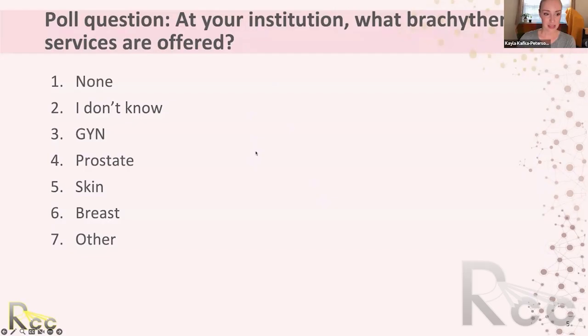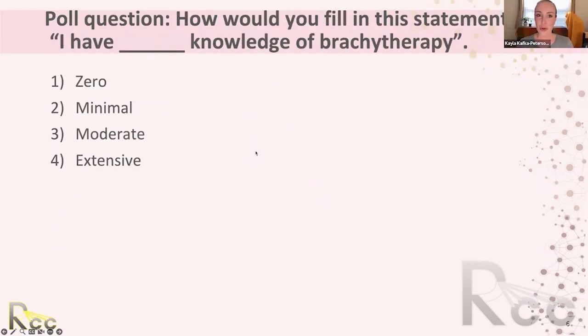All right. Also, the next poll question, how would you fill in this statement? I have blank knowledge of brachytherapy. Option 1 is 0, 2 is minimal, 3 is moderate, and 4 is extensive or expert level.